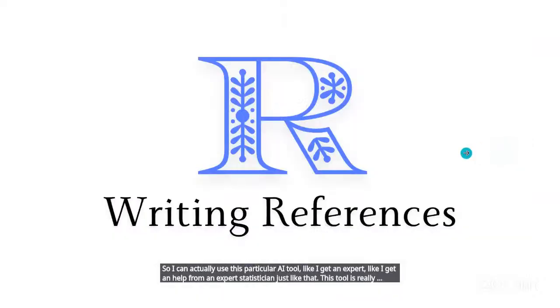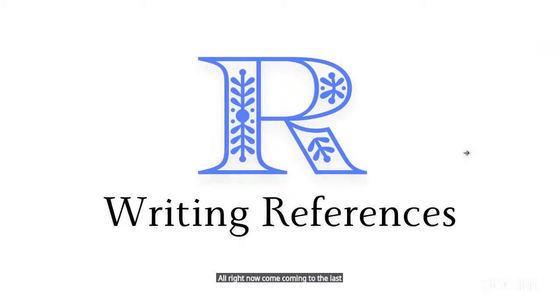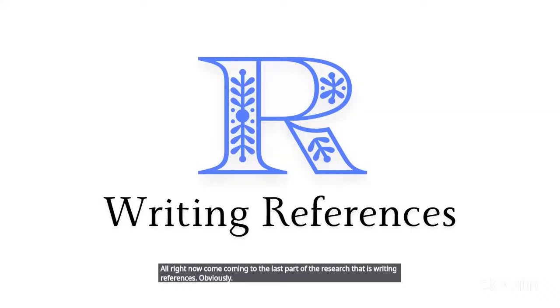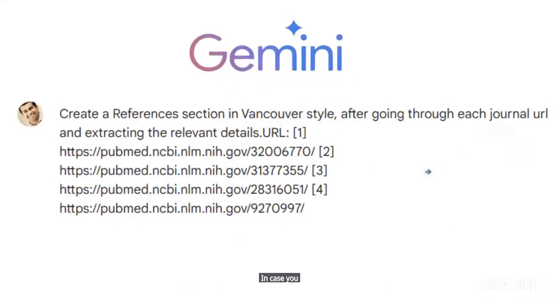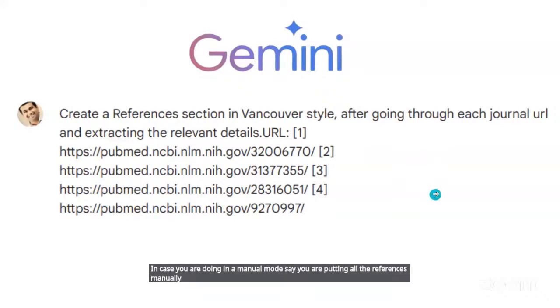All right. Now coming to the last part of the research, that is writing references. Obviously, you will either be using a particular referencing tool, or sometimes you will be doing it in a manual manner. In case you are doing it in manual mode, say you are putting all the references manually, you can copy the links of all the articles that you have referred to in that article.